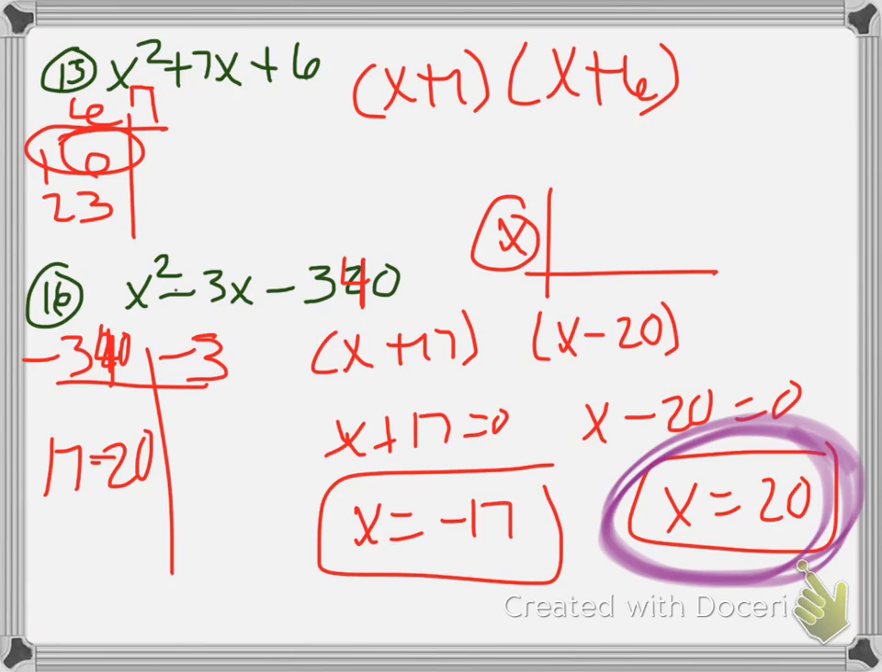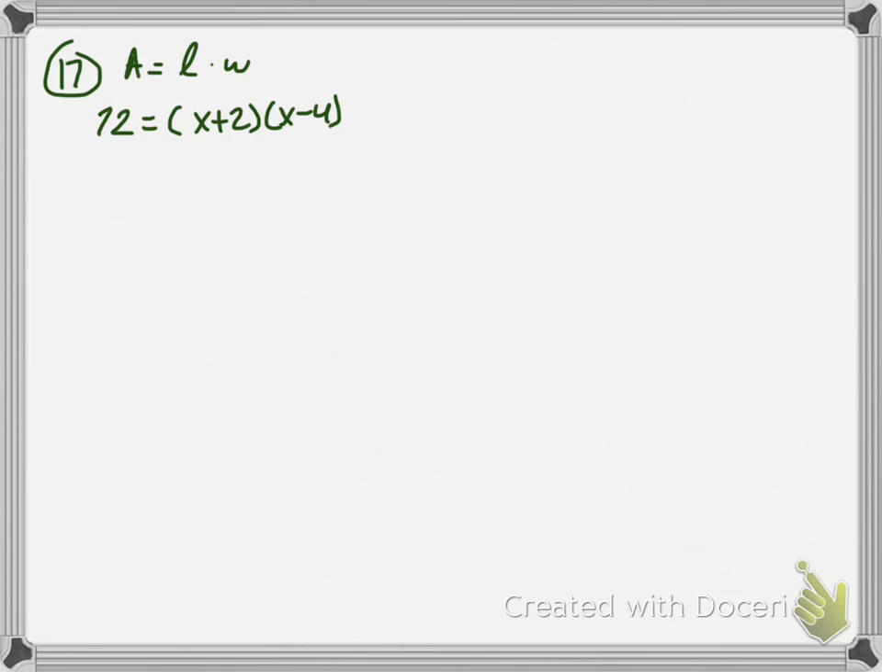Only that one. Wait, why again? Because distance can only be positive. 17 is negative, so we can't use it. Are we good? Moving on to number 17.